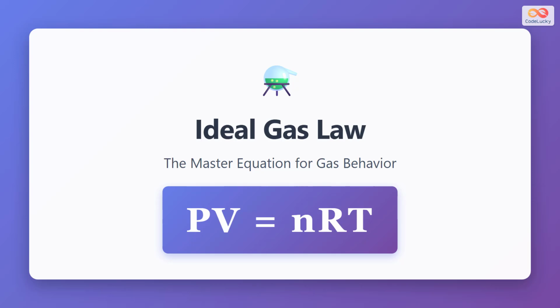Welcome to this lesson on the ideal gas law, one of the most important equations in chemistry and physics. The ideal gas law is represented by the equation PV equals nRT. This master equation describes the behavior of ideal gases by relating four key properties: pressure, volume, amount of gas, and temperature. It combines three fundamental gas laws into one powerful relationship that you can use to solve a wide variety of problems involving gases. Throughout this video, we'll break down each component of this equation and show you how to apply it in real-world situations.